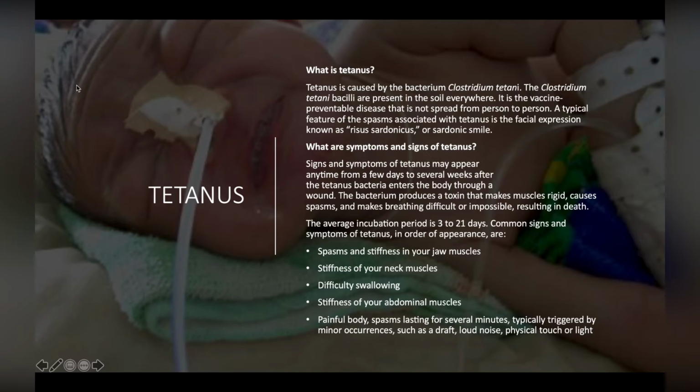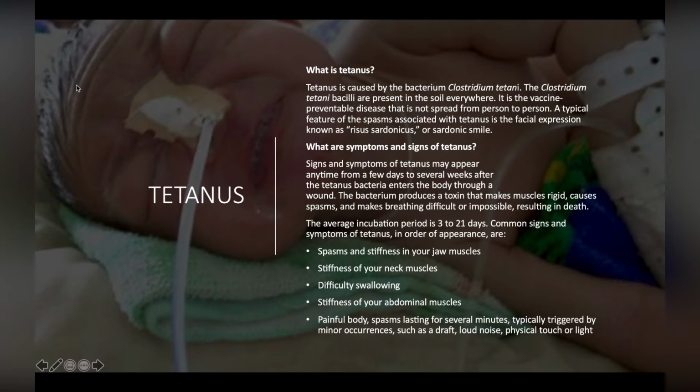What are the signs and symptoms of tetanus? Signs and symptoms of tetanus may appear anytime from a few days to several weeks after the tetanus bacteria enters the body through a wound. The bacterium produces a toxin that makes muscles rigid, causes spasms, and makes breathing difficult, resulting in death. The average incubation period is 3 to 21 days.